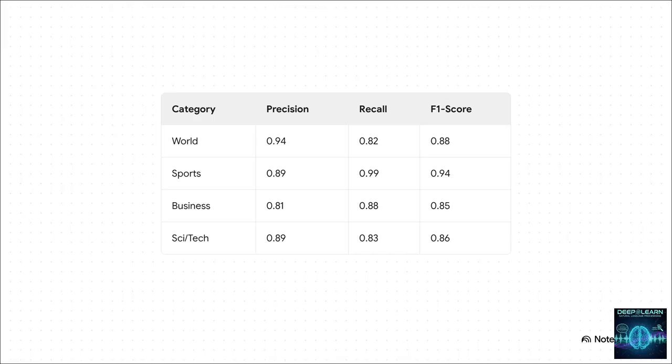So, how did our model do on this harder task? The results are, well, they're fantastic. If you look at those F1 scores, our accuracy metric, we're seeing numbers way up in the high 80s and even into the 90s. The model is amazing at telling a sports article from a business article. This proves that our basic approach scales up to more complex problems beautifully.